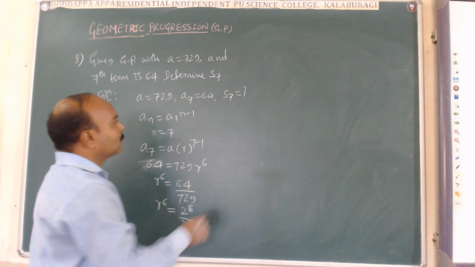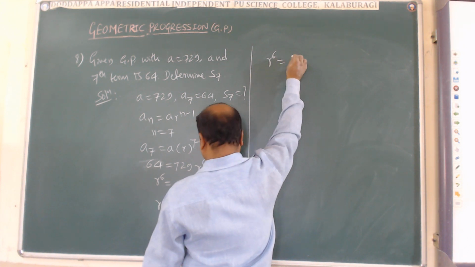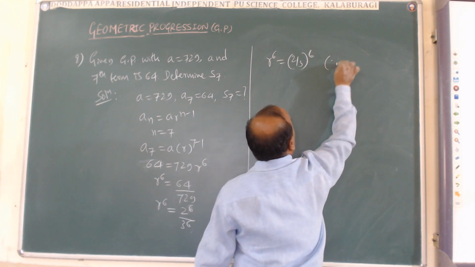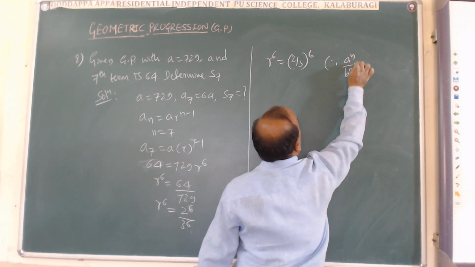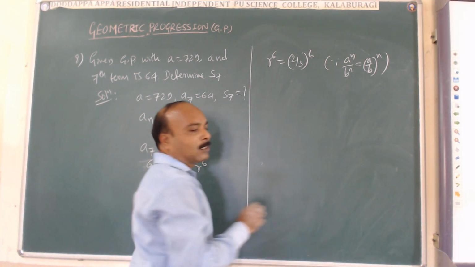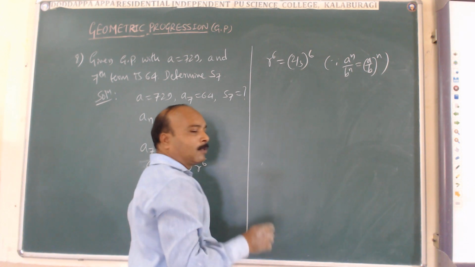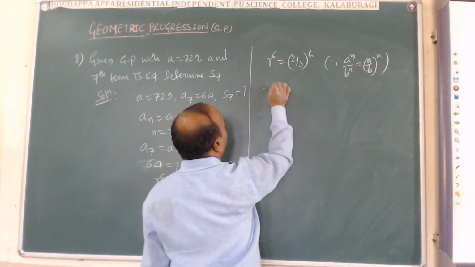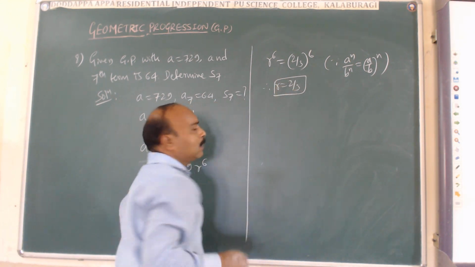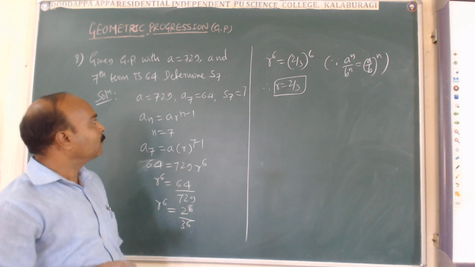Now we get the r value. So r^6 can be written as (2/3)^6, because a^n by b^n equals (a/b)^n. This indices formula we are applying. Now here powers are equal, therefore bases should be equal. Therefore r = 2/3. So first we calculated the common ratio like this. This is the common ratio of the given geometric progression.